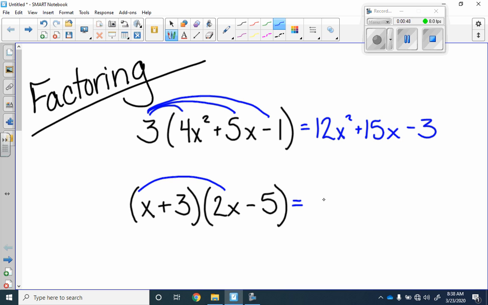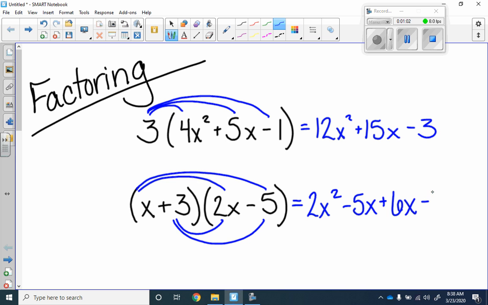So first we take x times 2x, so 2x squared. Then we look at the outside term, so x times negative 5 is negative 5x. 3 times 2x is 6x, and 3 times negative 5 is negative 15. And then we can simplify, since negative 5x and 6x is 1x, we get 2x squared plus 1x minus 15.